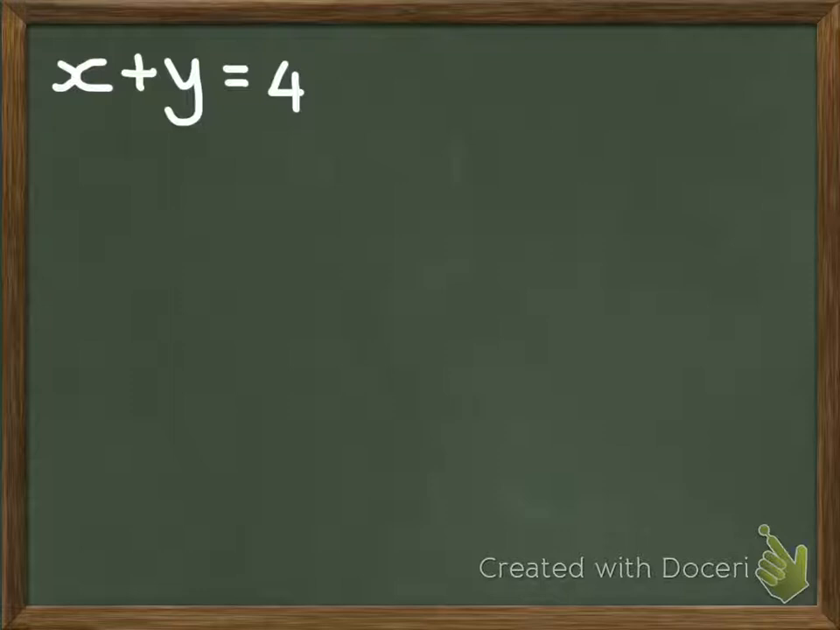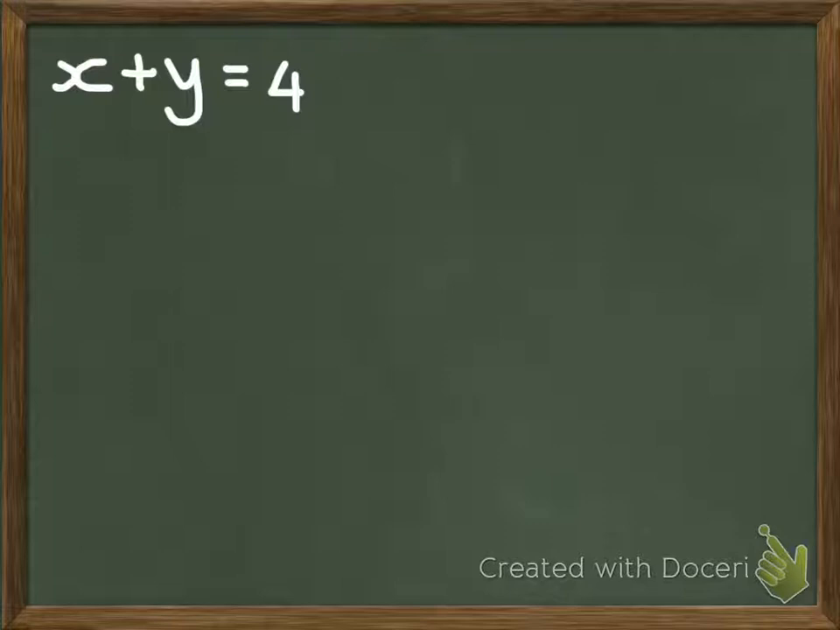So we're going to look at a couple of examples. We're going to start with the equation x plus y equals 4. Notice it's the equation of a straight line. You've got an x value, a y value, and a constant. So in this case, we're going to have a distinct x and y intercept.